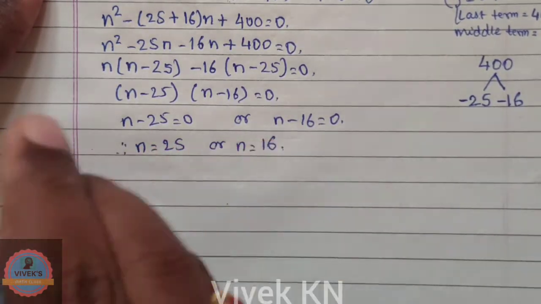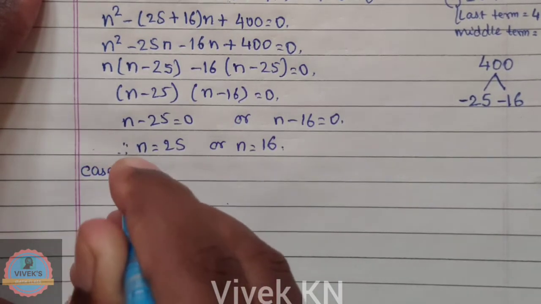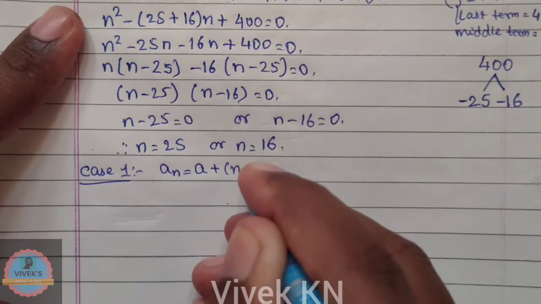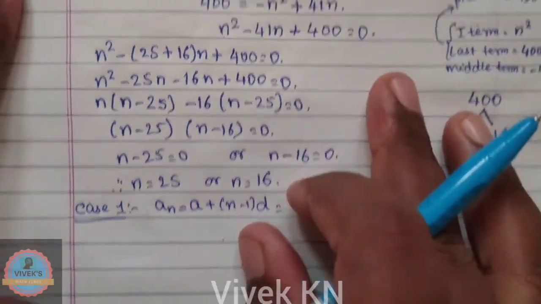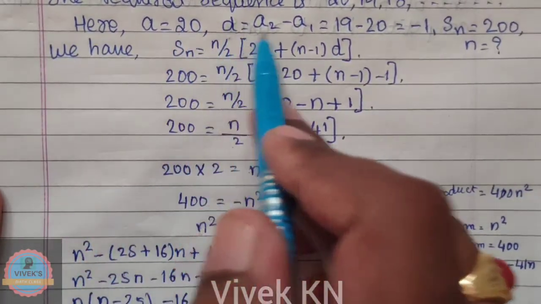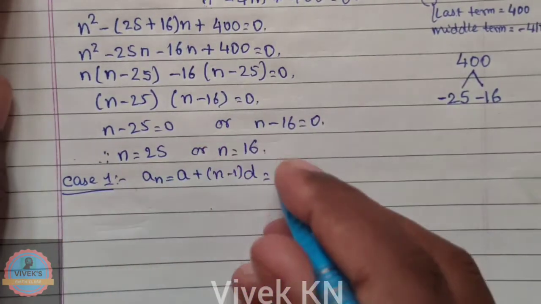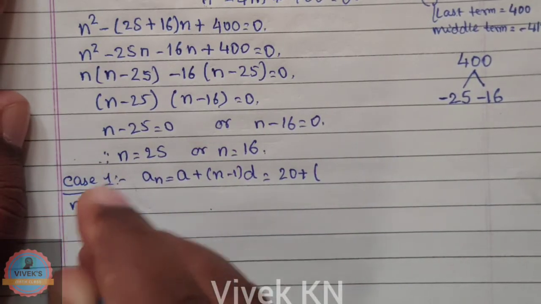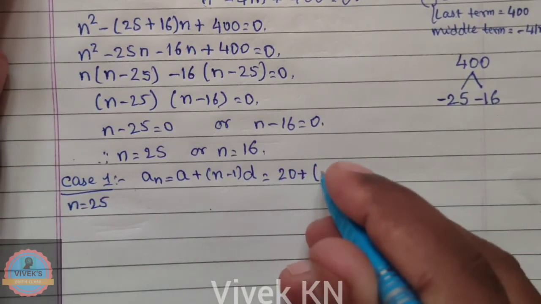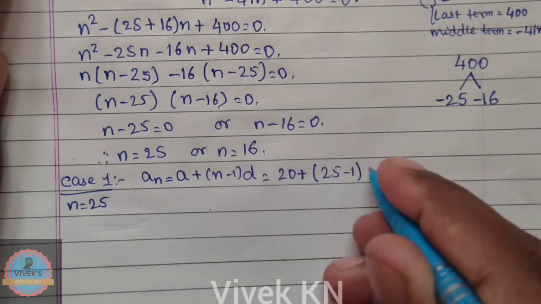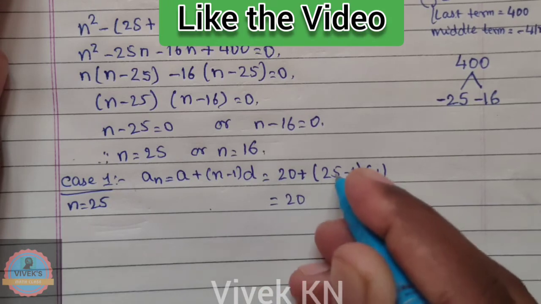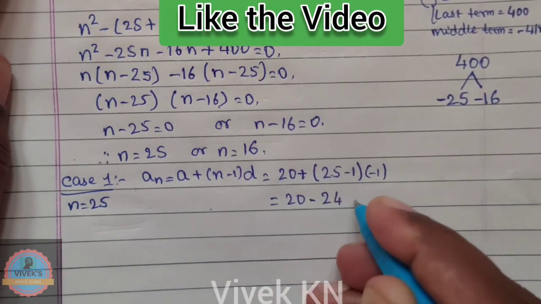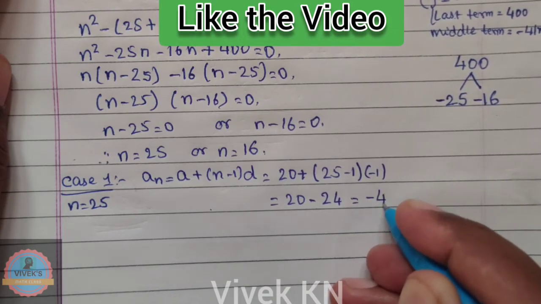Here there are two answers, so the case 1 is: the nth term formula is an is equal to a plus n minus 1 into d. The first term a is 20 and the common difference is minus 1. Case 1 is when n is equal to 25. an is equal to 20 plus 25 minus 1 into minus 1. 25 minus 1 is 24, 24 into minus 1 is minus 24, and 20 minus 24 is equal to minus 4.